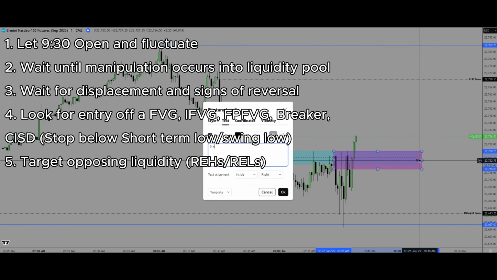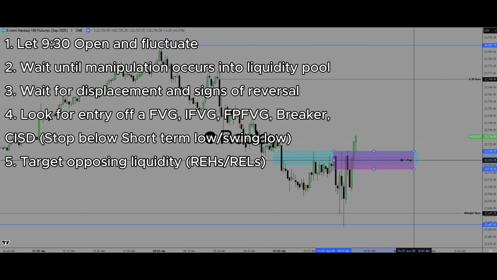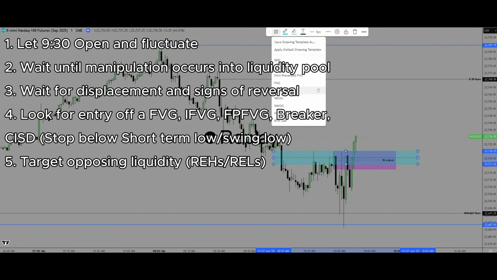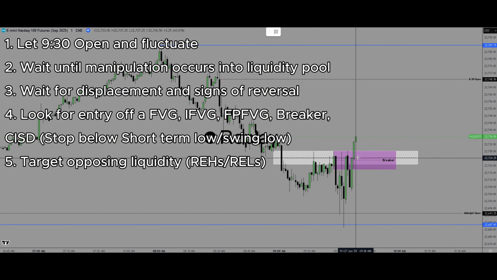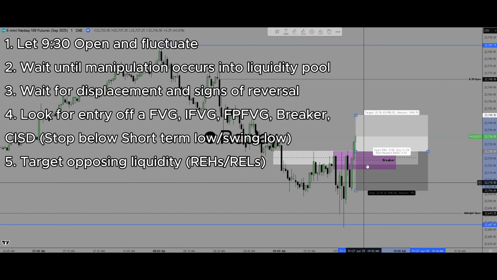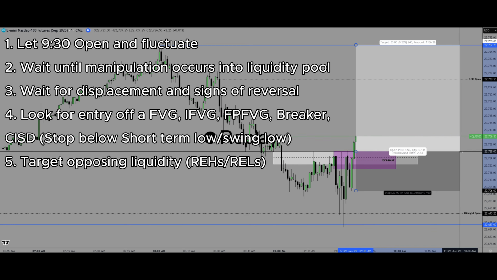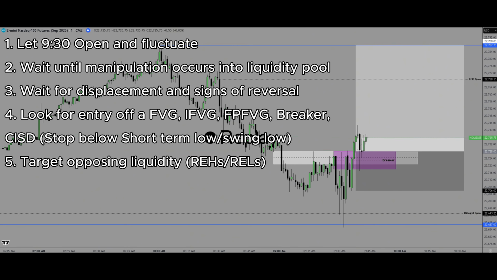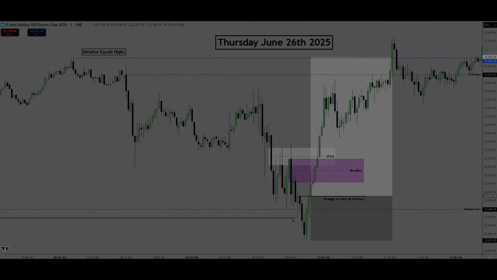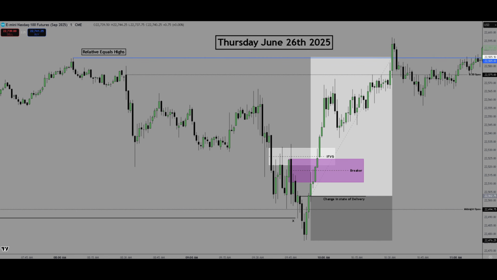Inversion, FVG, breaker, or even using a change in the state of delivery. Your stop should be below a short-term swing low or the swing low. Step 5. Set target at the opposite liquidity pool. Always take partials at logical low-hanging fruit levels. So that was the strategy. Let's now look at some examples from this past week.